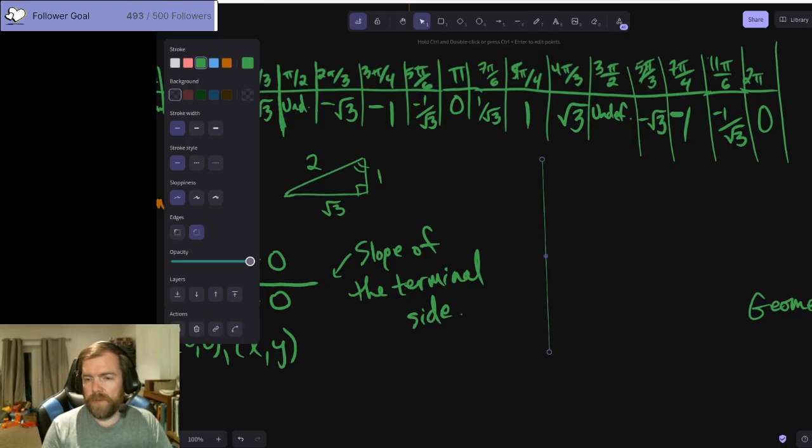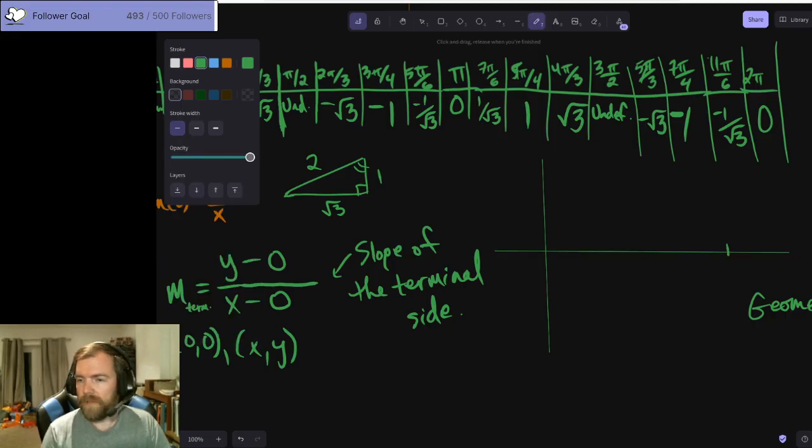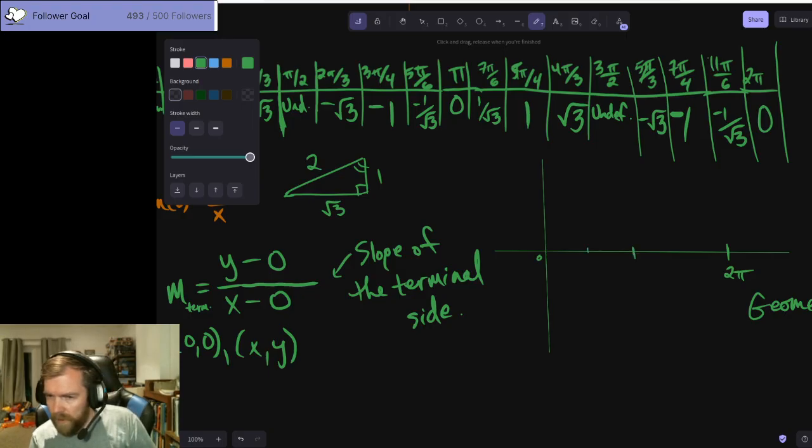Alright, so then what do we get for this one? Well, it's a bit different. Not incredibly different, but we get our 2 pi out here, we get our 0, we get our pi over 2, 3 pi over 2. These immediately, we know that these are going to be asymptotic, undefined.